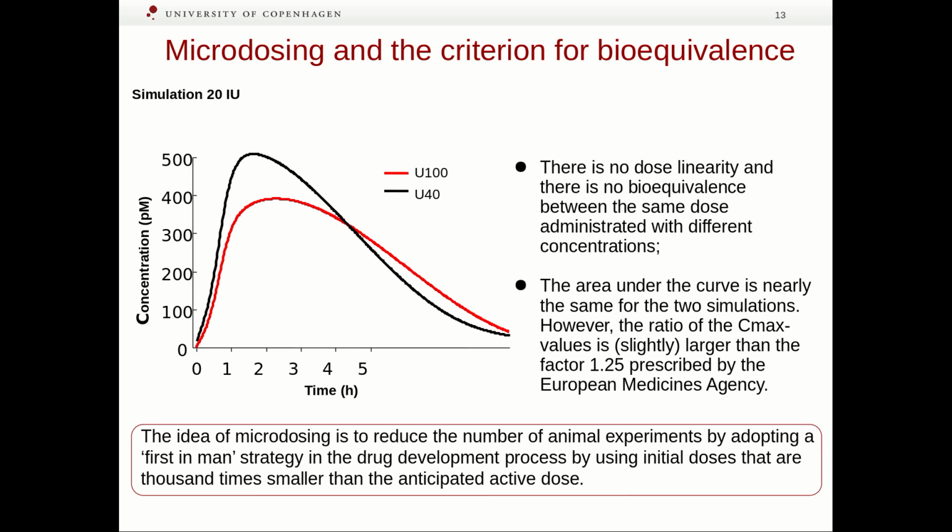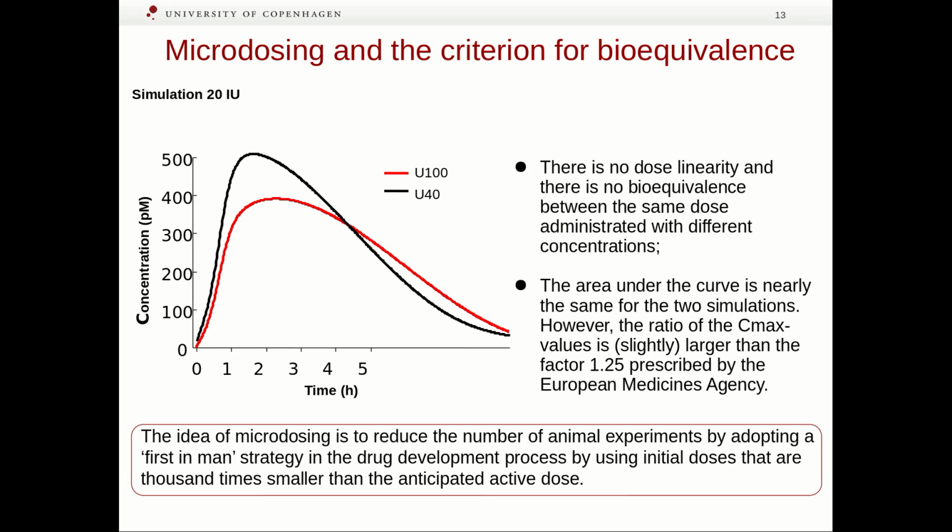This figure shows a comparison between the appearance curves for two different concentrations of insulin, 100 international units per milliliter and 40 international units per milliliter. And it shows that there's no dose linearity and there's no bioequivalence between the same dose administered with different concentrations. The area under the curve is nearly the same for the two simulations, but the ratio between the Cmax values, the maximum values, is slightly larger than the factor of 1.25 prescribed by the European Medicines Agency.